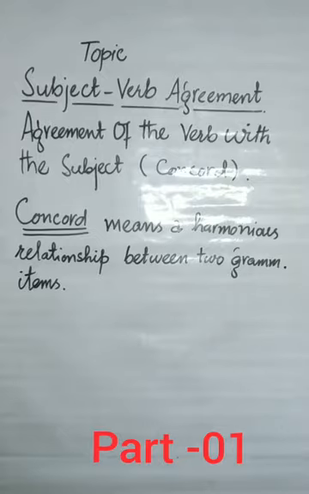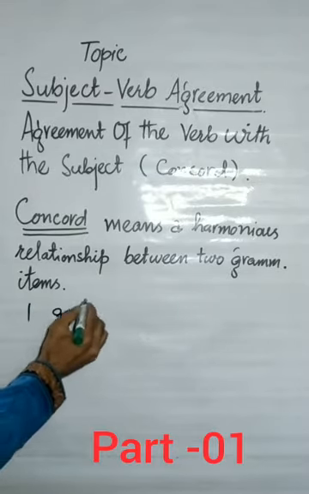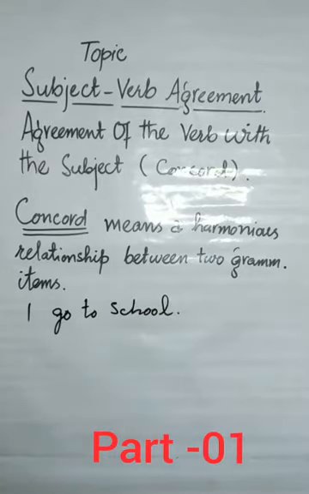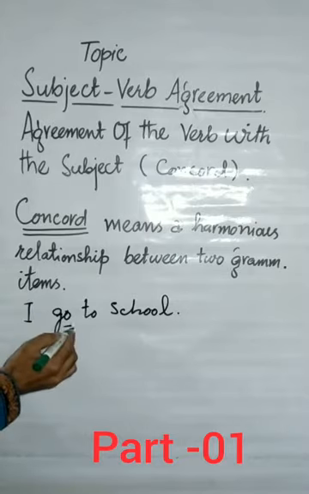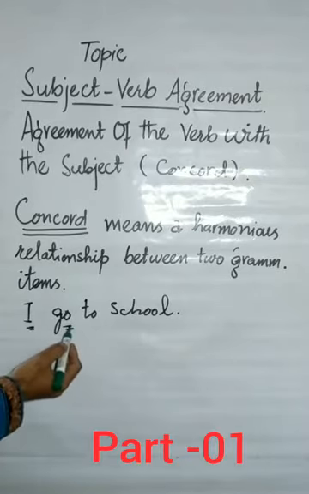We often say, I go to school. Here in this sentence, I and go are two grammatical items. I is subject and go is verb. These two, subject and verb, always agree with one another. We can never say, I goes to school, because I agrees with go.